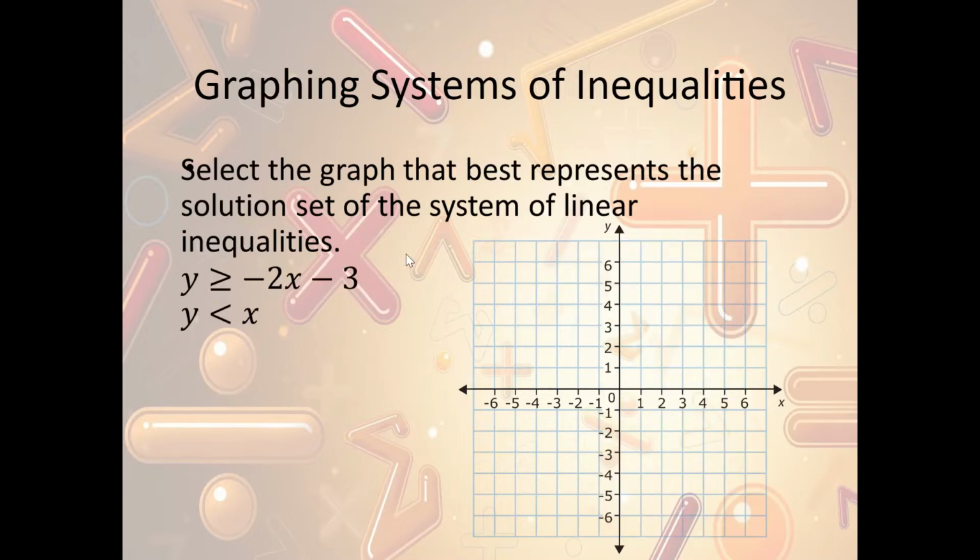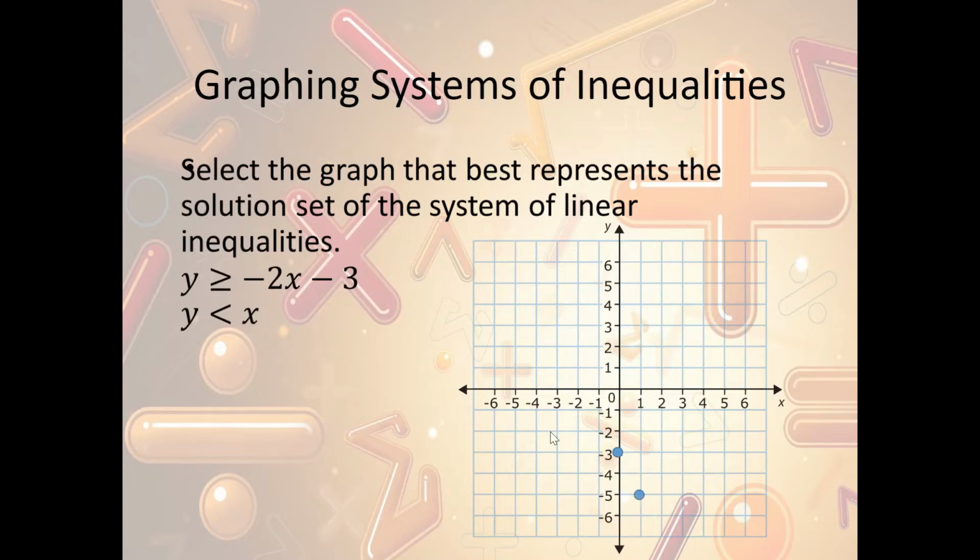Let's look at one more example. We have y is greater than or equal to negative 2x minus 3, and y is less than x. So we'll go ahead and plot the first one. So our y-intercept is at negative 3. So we'll go ahead and plot our point there. And then our slope is negative 2. So we'll go down 2 to the right 1 and plot our point.